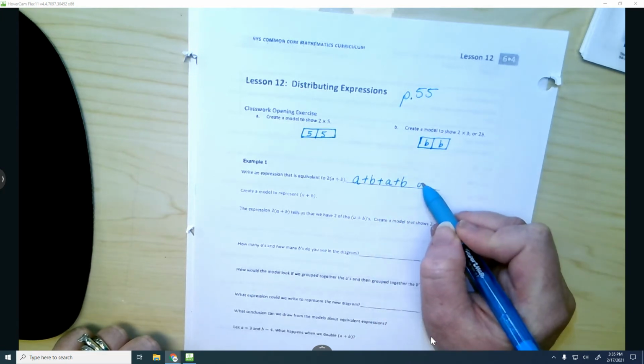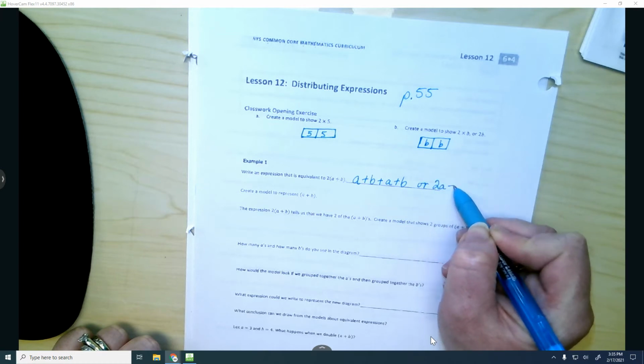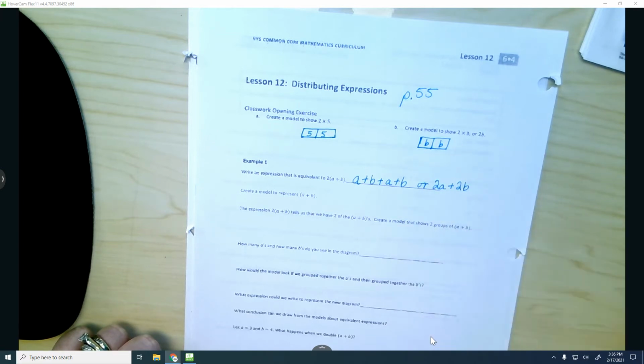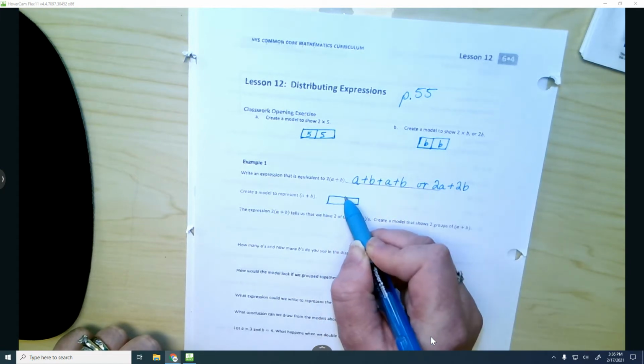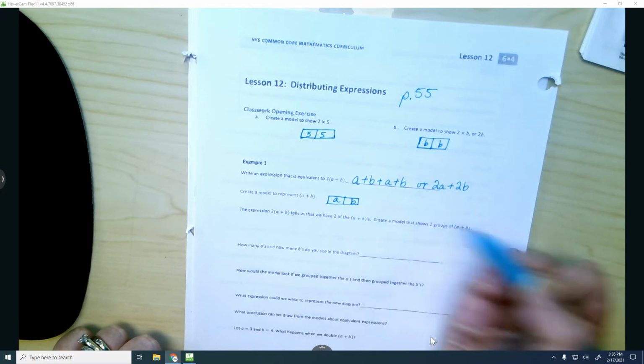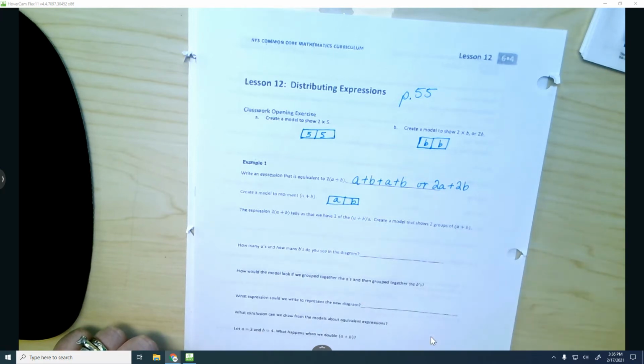Or some students will look at it as I have 2 A's and 2 B's. Either way, you're showing equivalent expressions of 2 groups of A plus B. Go ahead and create a model showing just A plus B. The expression 2 groups of A plus B tells us that we have 2 of the A plus B's. Create a model showing 2 groups of A plus B.